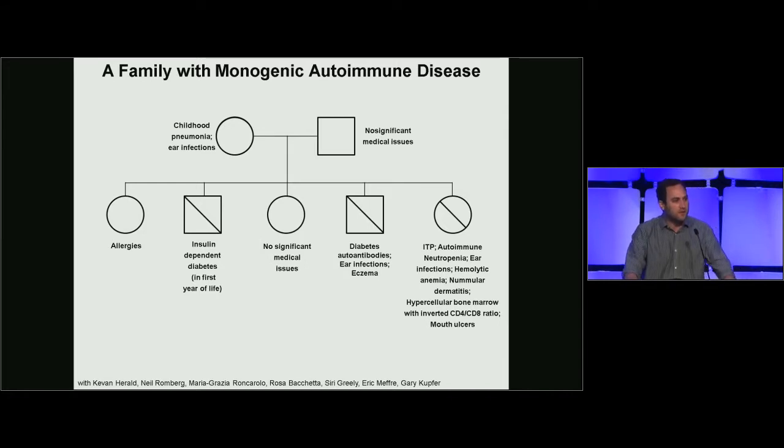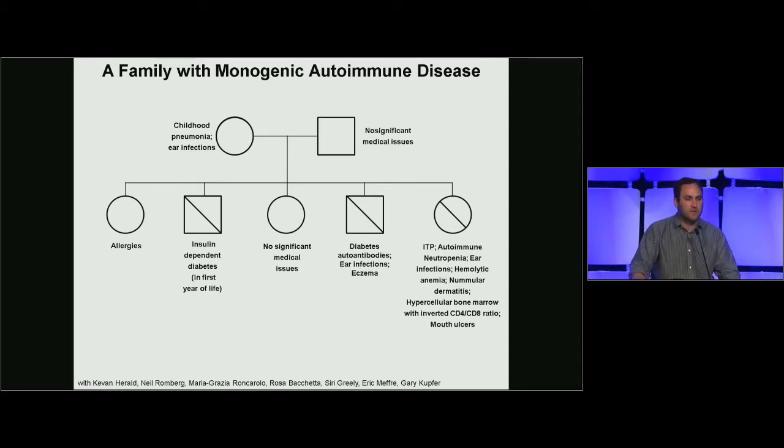So we started with a family. This is a family that has multiple children affected by what appears to be a monogenic form of autoimmune disease and immune dysregulation. So this is a family that's gone around the country. They were brought to our attention by collaborators Kevin Harold at Yale and others at Stanford who have seen this family that has 3 children that appear to be affected by a mutation.